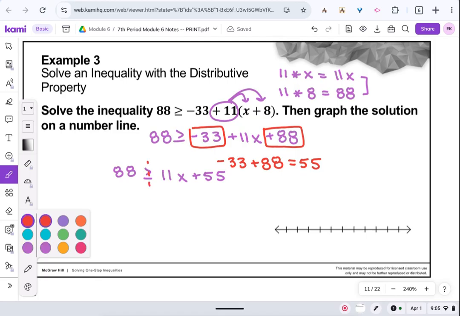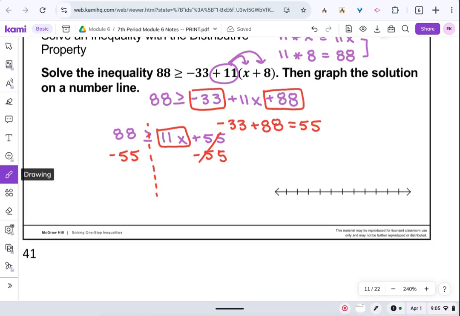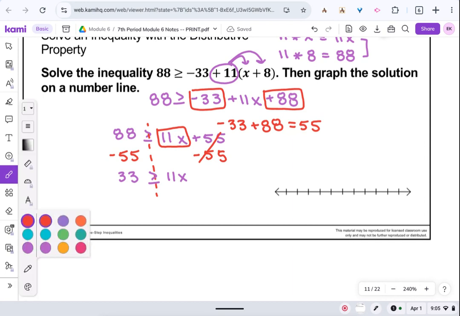Now we need to solve for x because we've got two things on this right-hand side. So we'll keep the 11x together. We're going to need to move the 55 from the right-hand side. So minus 55 on both sides so that this cancels. 88 minus 55 is 33. Bring down our inequality, and then we get 11x. In order to get x by itself, we need to divide both sides by 11. And I get 3 greater than or equal to x.